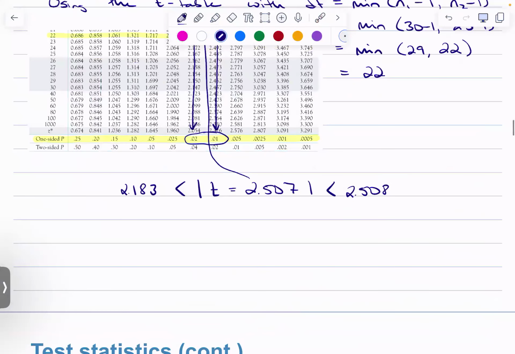So we write that down. The one-sided p-value is between 0.01 and 0.02.